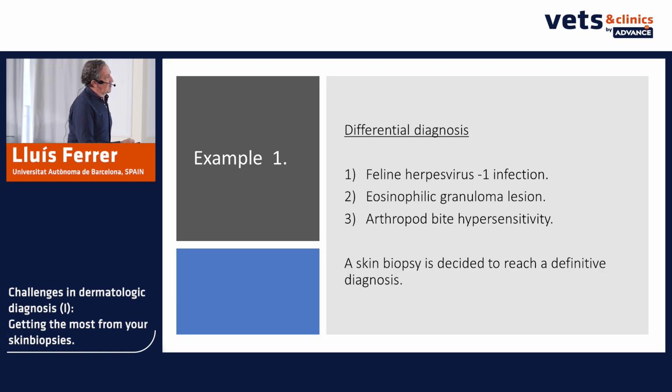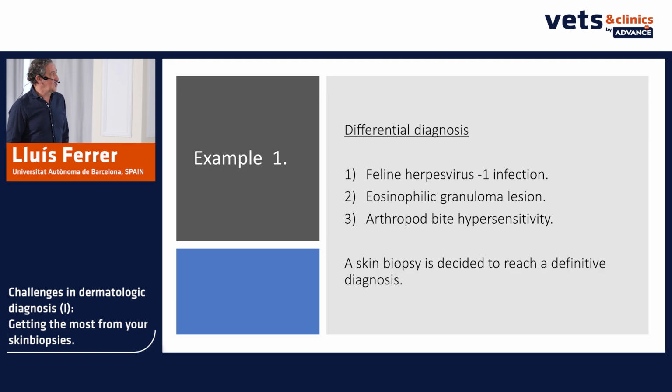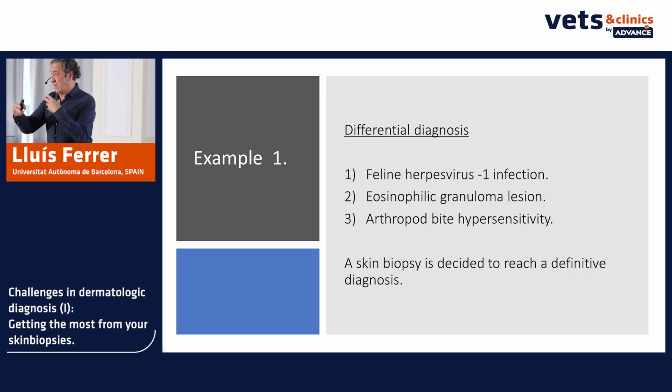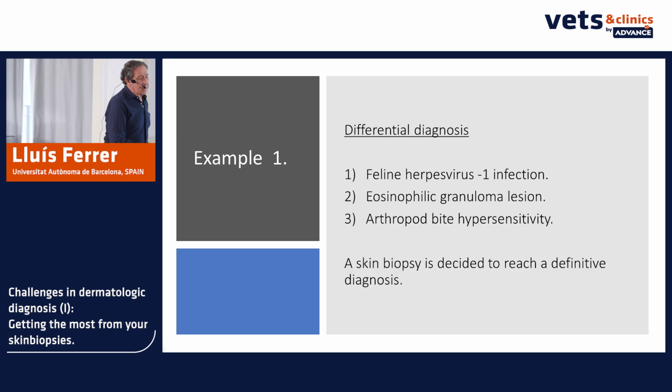I think this is probably a feline herpes virus infection that causes this necrotizing dermatitis. It could be eosinophilic granuloma complex. They have been seeing eosinophils in the cytology several times, so they were considering that. Could be arthropod hypersensitivity. And I talked to her.